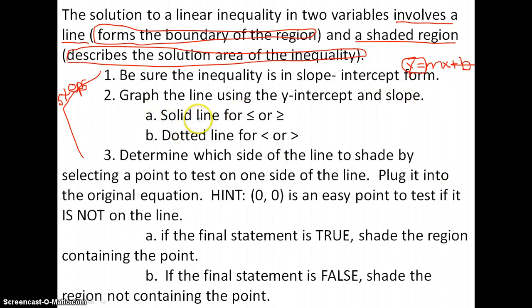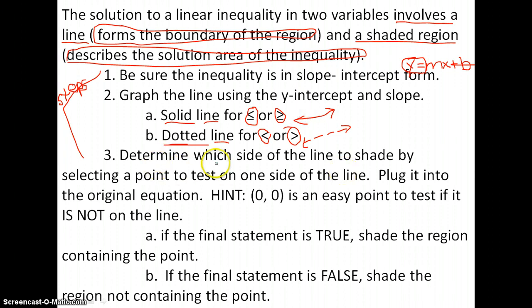It's going to be a solid line if the inequality contains a line underneath. So if it's less than or equal to or greater than or equal to, it will be a solid line. It's a dashed line if there is no line underneath the inequality.